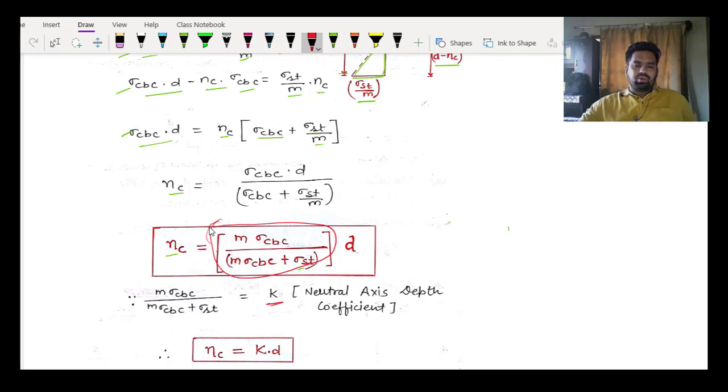Okay, so this whole term is constant for a certain grade, as the grade is given to you, M20 for concrete and Fe 250 for steel. So this whole term becomes constant for these two values. Okay, so it is termed as the neutral axis depth coefficient or factor, you can say. So by putting this whole term as K, we get NC equal to KD.